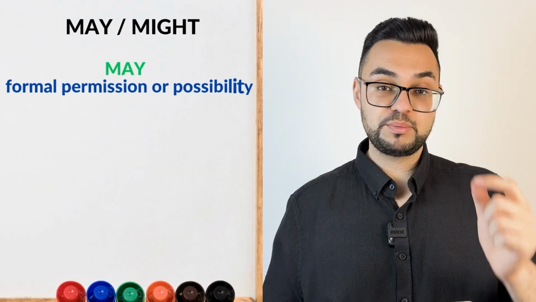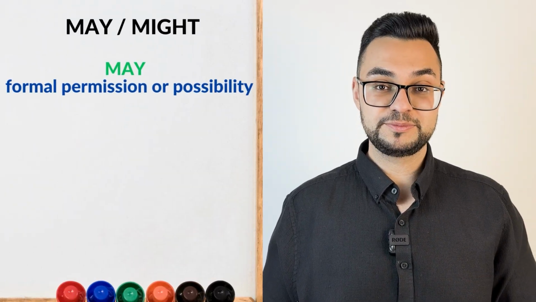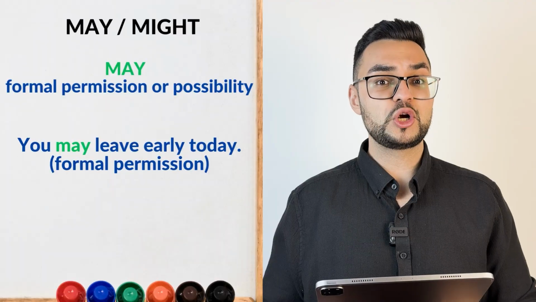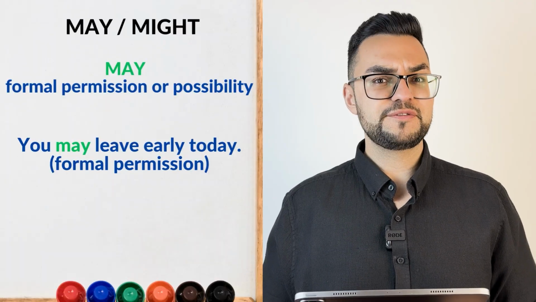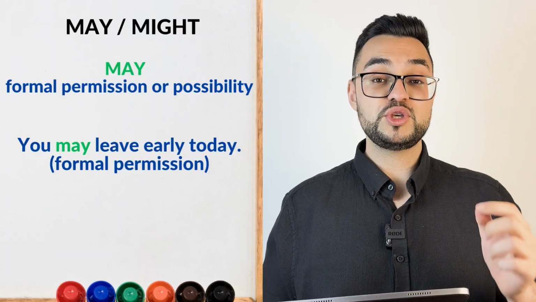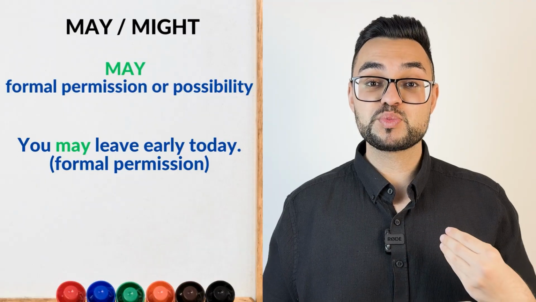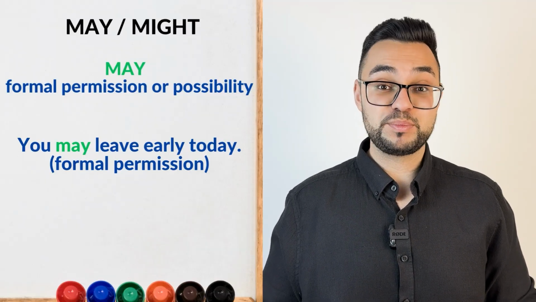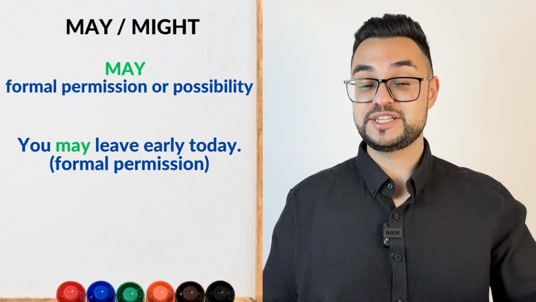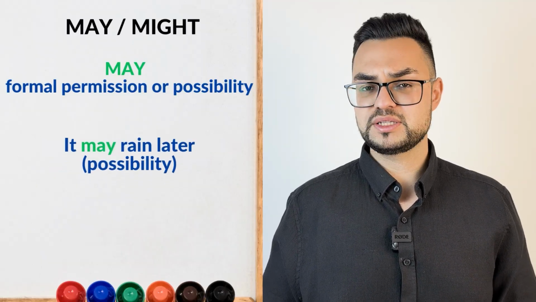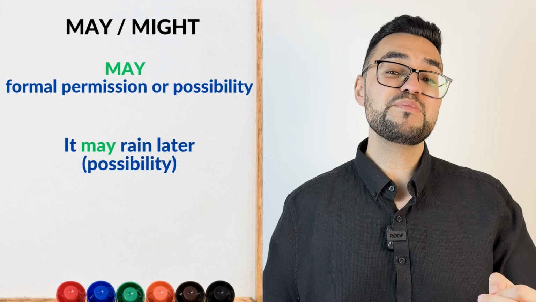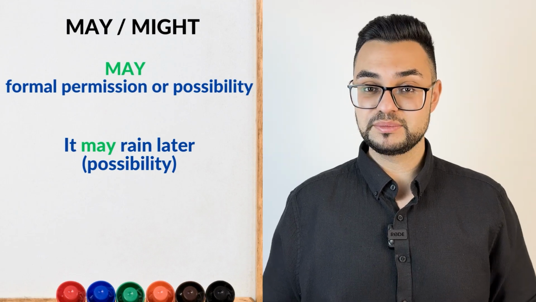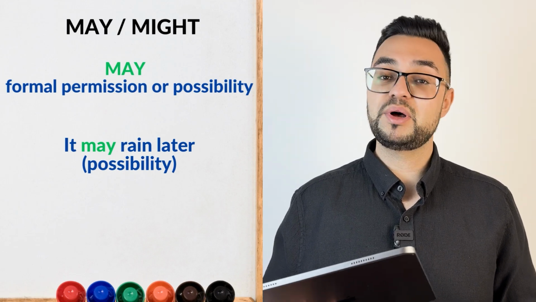Alright, the next one is may, might. We use may for formal permission or possibility. For example, you may leave early today. This is a formal permission. I'm using may here to express formal permission. It's like saying you have my permission to leave early today. Or I can use it for possibility. For example, it may rain today. Here I'm just expressing a possibility.